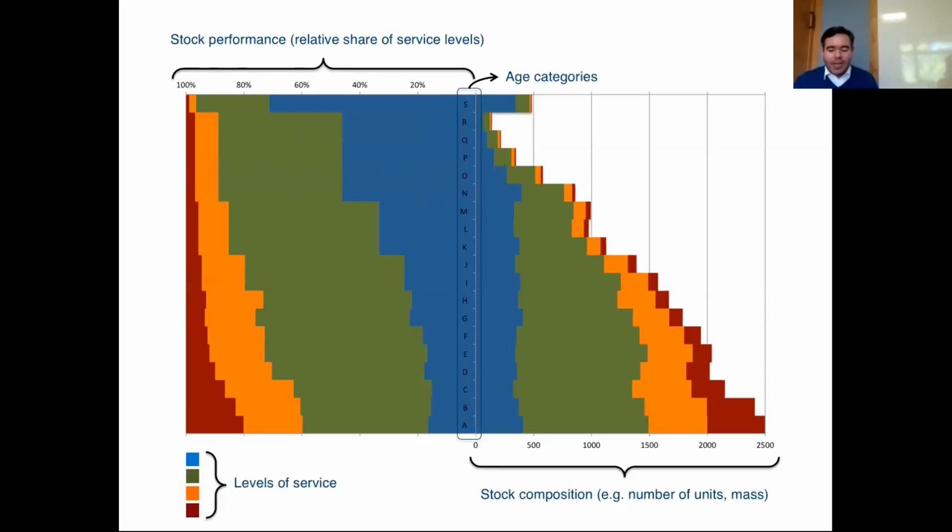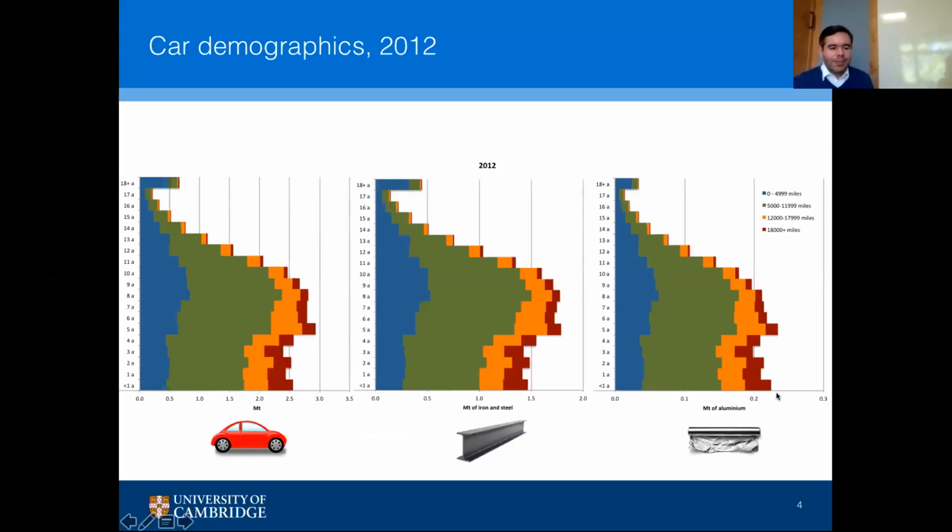This is an example of an application of this for cars. This is the stock of cars in the UK for the year 2012. And here are three examples of the application of this. So in the left-hand side, we have the representation of the total fleet in terms of their weight. So the length of each one of these bars represents the total weight of cars on the roads in the year 2012 as a function of the age, which is represented in the vertical axis.